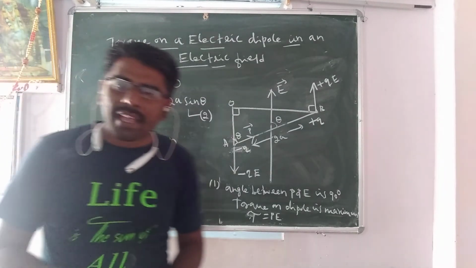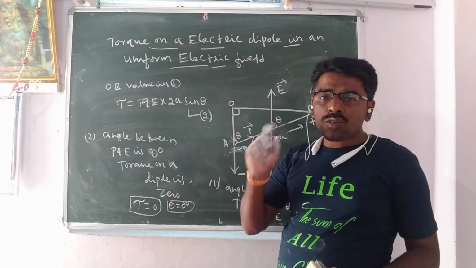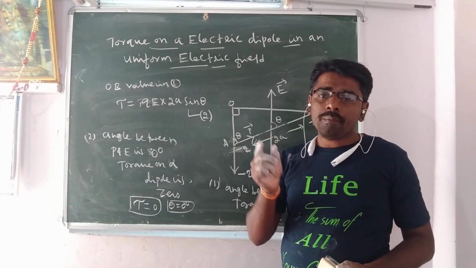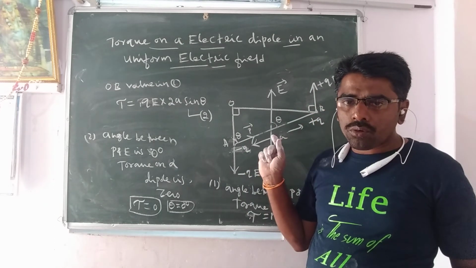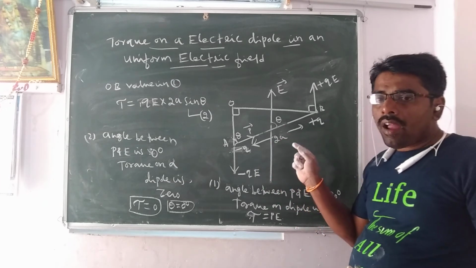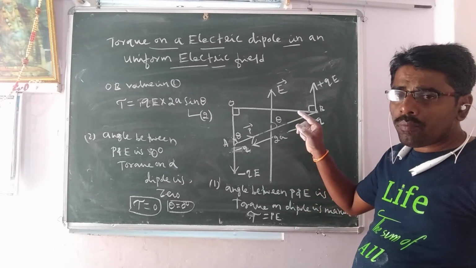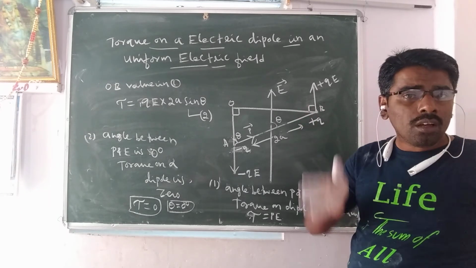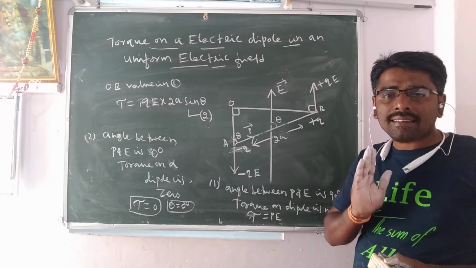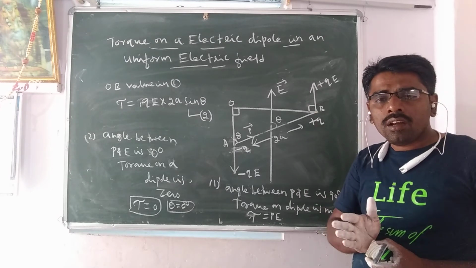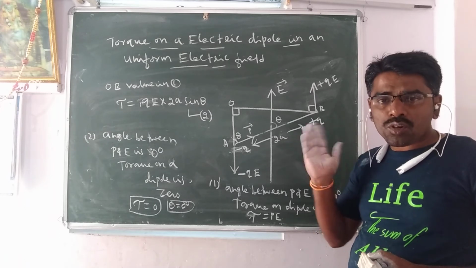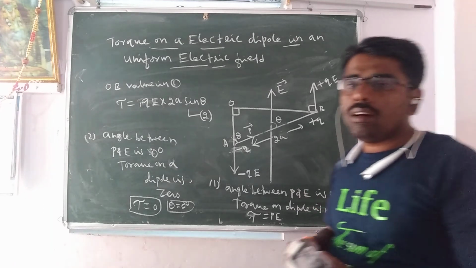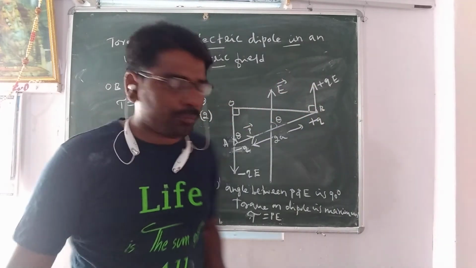When the angle between the direction of the dipole moment and the electric field is 0 degrees, the torque on a dipole is 0. The torque on a dipole is maximum when the angle between the dipole moment and the electric field is 90 degrees, that is, when the dipole axis is perpendicular to the electric field. This is the expression for torque on a dipole in a uniform electric field.